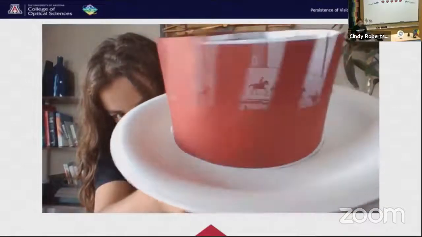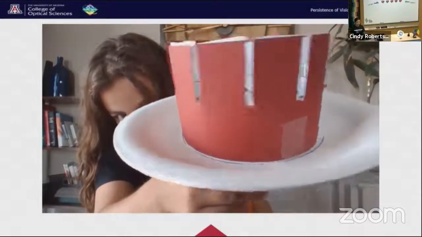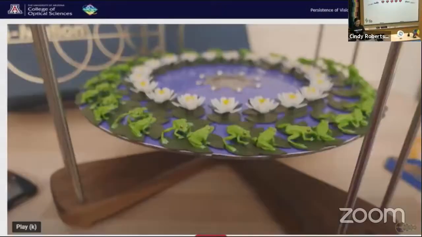And finally, I'm going to show you another video of zoetropes. This one is a 3D one. So this person actually was an artist, and they made these frogs and lily pads and everything and put them all together. And then how our zoetrope works is we have those slits so that you're either seeing it or you're not, back and forth.